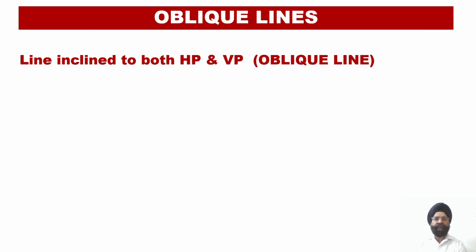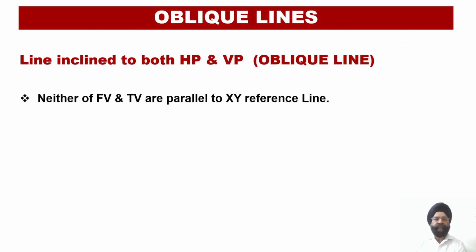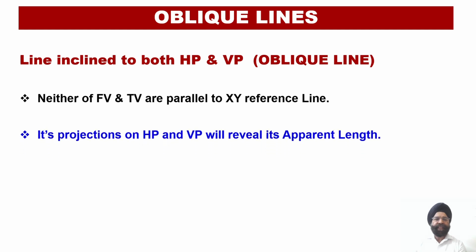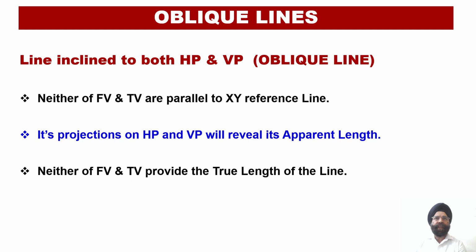An oblique line is the one which happens to be inclined to both the reference planes, that is the horizontal plane as well as the vertical plane. In case of oblique lines, neither the front view nor the top view will be parallel to the XY reference line. The projections on the horizontal plane and the vertical plane will reveal the apparent length of the line, and we will not be able to observe the true length of the line in the front view and the top view orthographic projection.